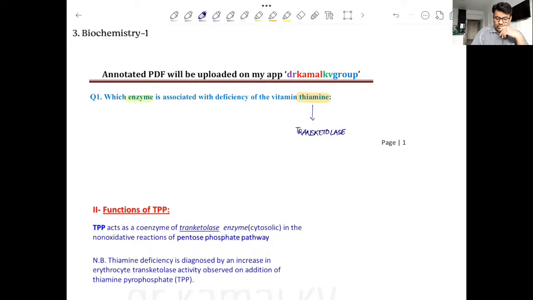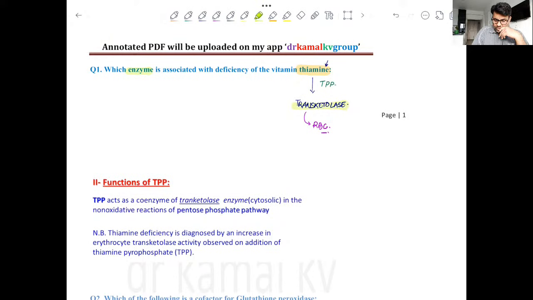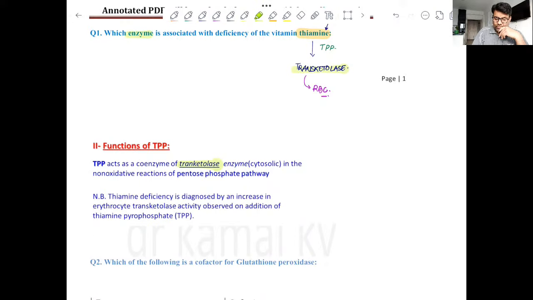right? And the form of thiamine is thiamine pyrophosphate. Clear? So it acts as a coenzyme for transketolase, especially in the RBCs, and therefore this RBC transketolase is considered as a marker for deficiency of thiamine, right? So just remember RBC transketolase as a marker of the deficiency of thiamine.